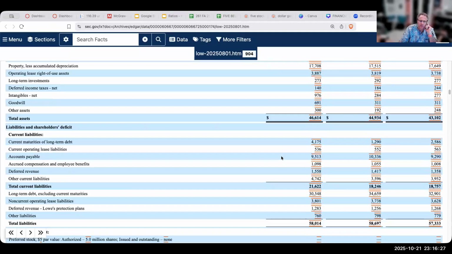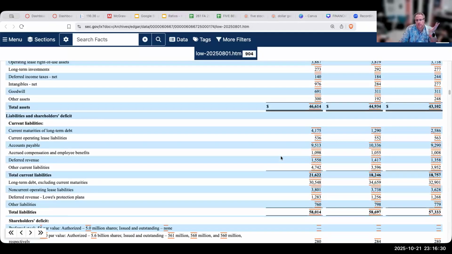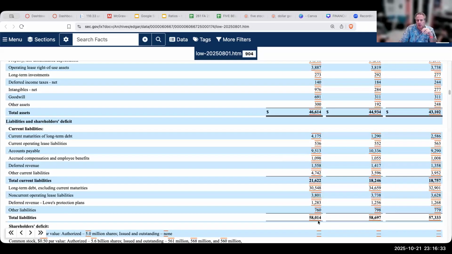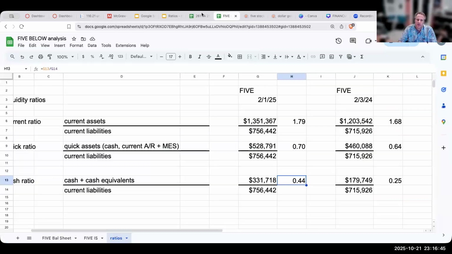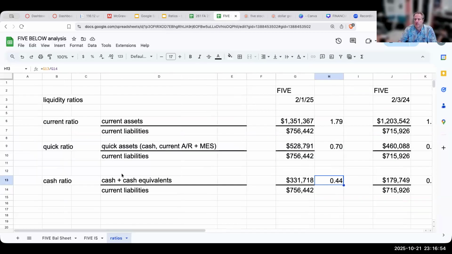So when we look at Lowe's, what's one of the things that we notice? Well, their total liabilities exceed their total assets. Probably something we want to look at. So when you look at these, you really have to look at the ratios by company. This is really the first step, where we're going through and doing these liquidity ratios. Why do we do this? We want to see how quickly a company can meet its short-term obligations.